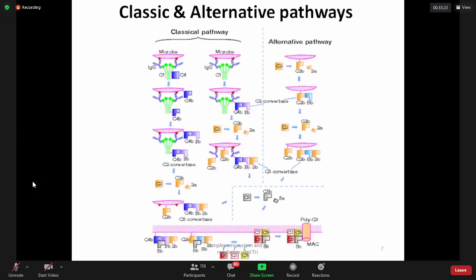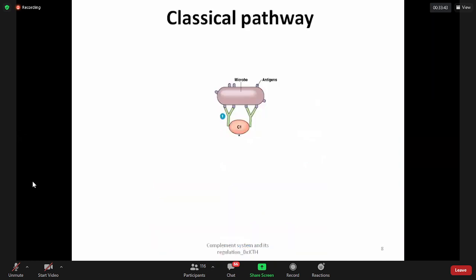So what you're looking at there, the classical pathway and then the alternate pathway. I will be taking you slowly through each of these activations so that we are able to understand the differences between the classical pathway and the alternate pathway when it comes to activation. So we shall start off with the classical pathway.